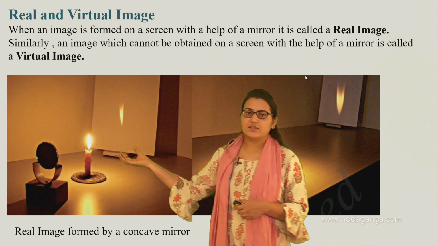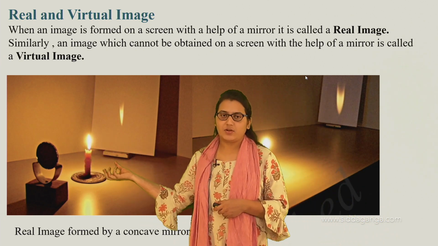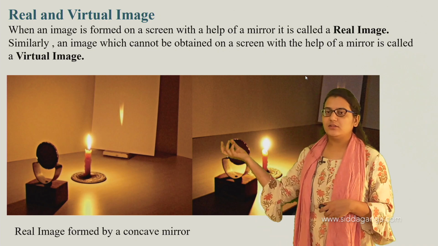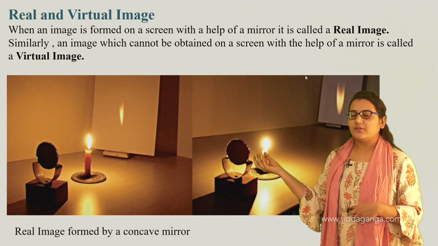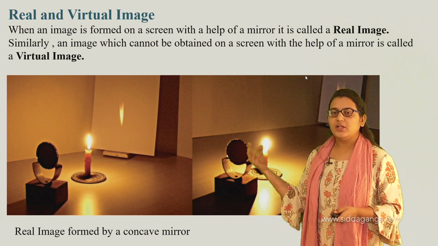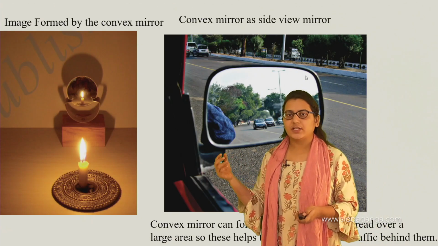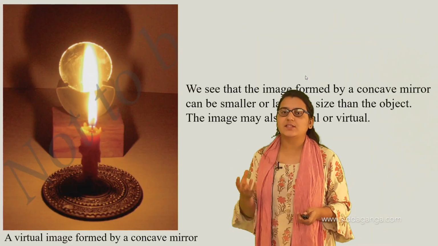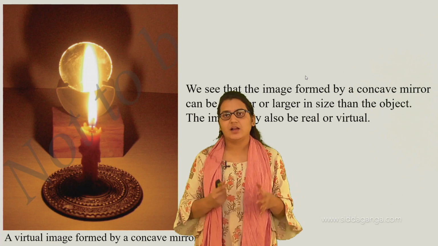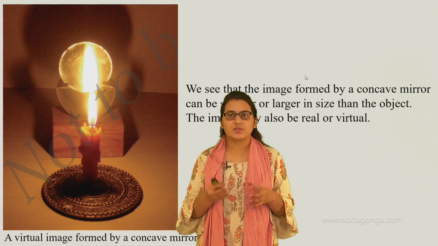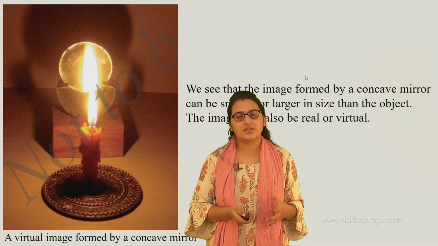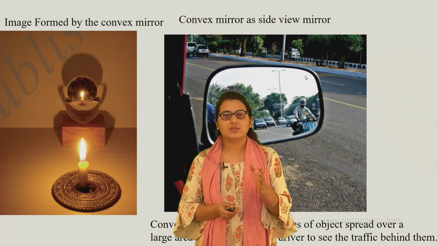This is the same concave mirror, right? When you keep the candle out here, you can obtain an image. When you keep a candle somewhat near, this is how the image looks, somewhat enlarged. And if you keep a candle right away in front of this concave mirror, you will get the virtual image. So a concave mirror makes both real and virtual images. The major difference is that a real image is captured or obtained on a screen, and images which cannot be obtained on the screen are called virtual images. So that was about the concave mirrors.